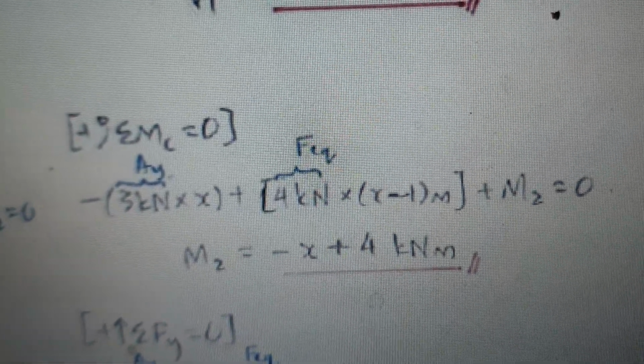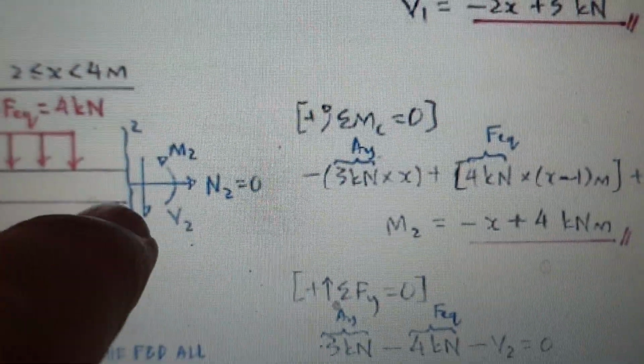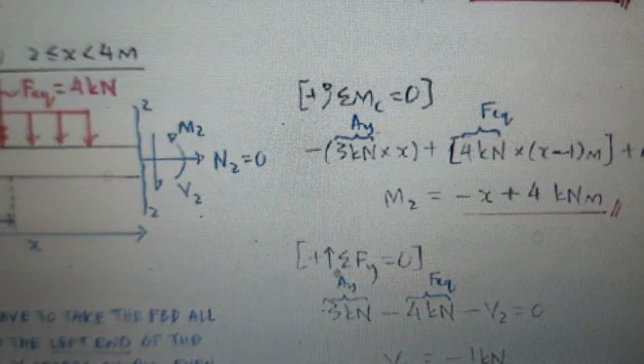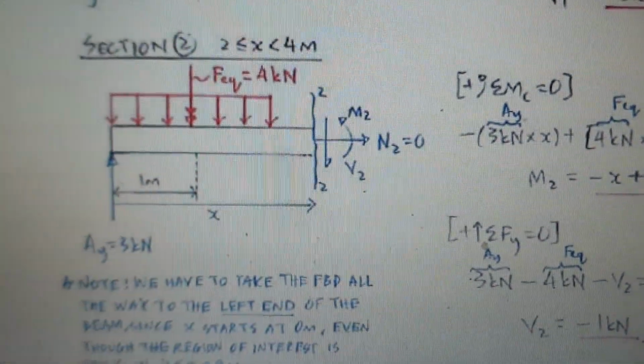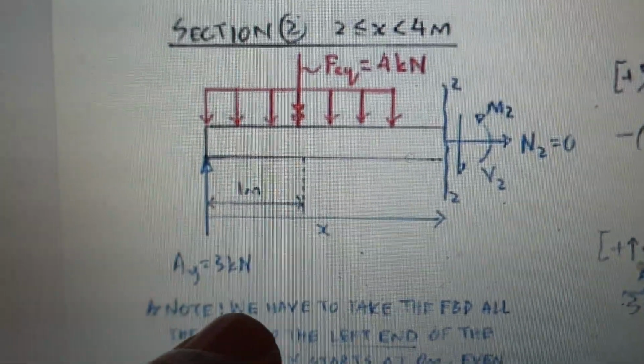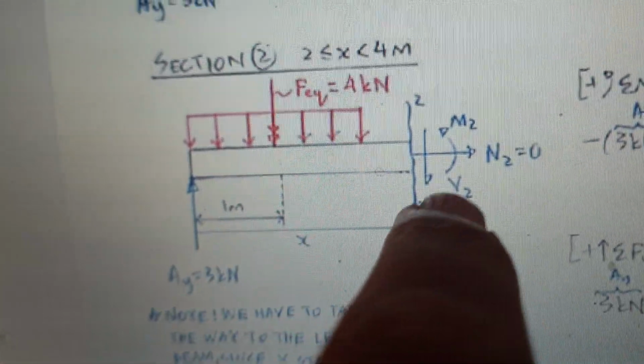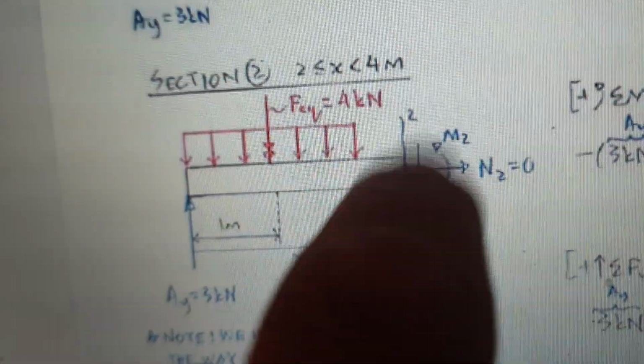You could do the same approach. And of course, M2 is plus because we are assuming it's going counterclockwise. Summation of force at the Y, you could do it like this and find V2 is equal to minus 1. Because you can see V2 is 3 up minus 4. So this is going to be 1 up.